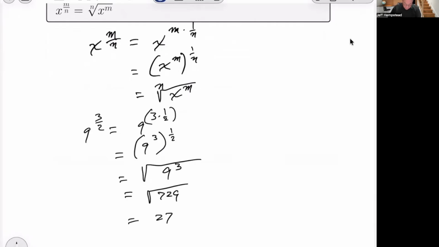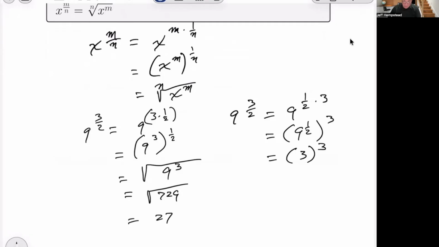We can do it in a different order too, because 9 to the 3 halves is also equal to 9 to the 1 half times 3. And that'll make things a little bit quicker, because 9 to the 1 half, that's easy enough. That's 3 to the third. And we get the same answer, which is nice. Okay, so those are our rules of exponents, the properties of exponents.